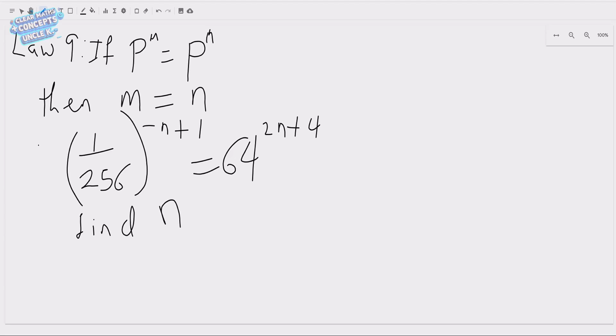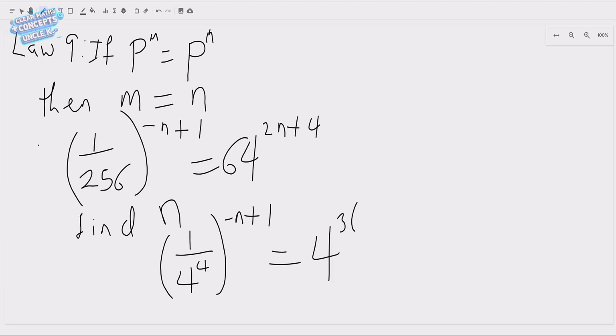But the best way to do this is to express it in terms of base 4. So you have 1 over 4 raised to the power of 4, then minus n plus 1 equals 4 raised to the power 3. Now pay attention, you have to put brackets because there are already values outside. Most people make mistakes because they don't use brackets. If you learn how to use brackets, most of your mistakes will be reduced, especially when dealing with algebra. Do you get that?